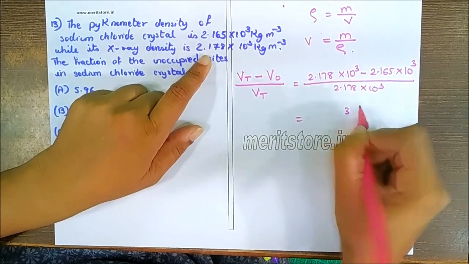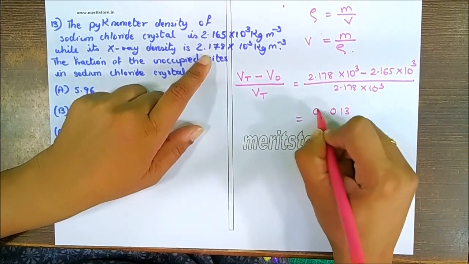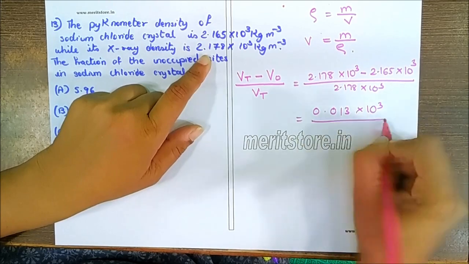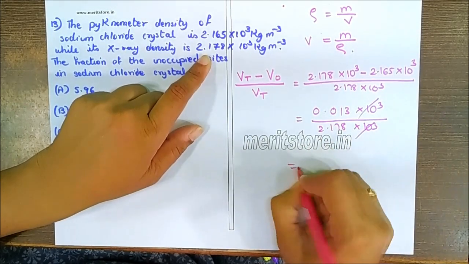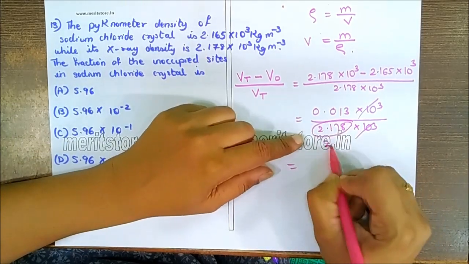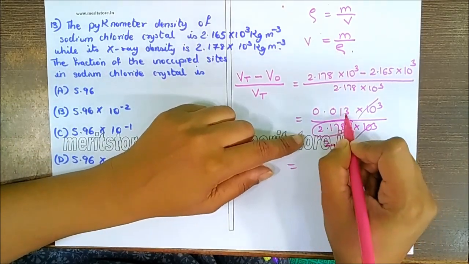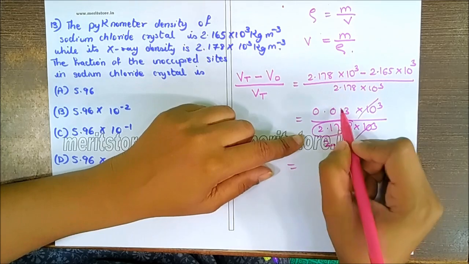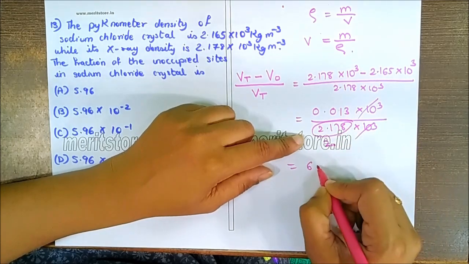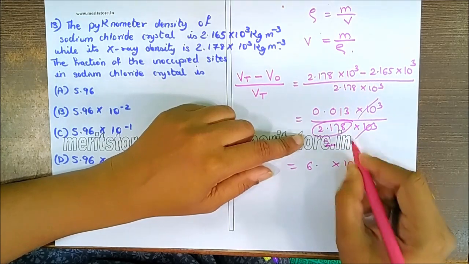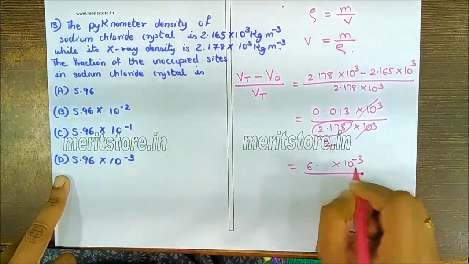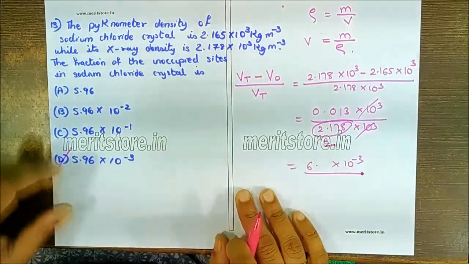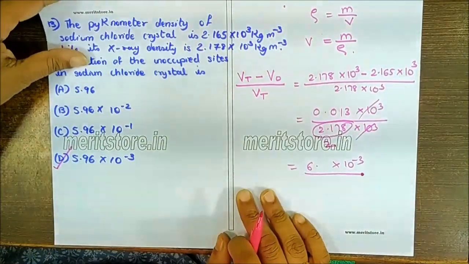This is 0.013 into 10 raised to 3 divided by 2.178 into 10 raised to 3. If I tentatively consider this as 2 and this as 13, this should be around 6 point something into 10 raised to minus 3. Now the answer which is most nearby is 5.96 into 10 raised to minus 3. So answer is option D.